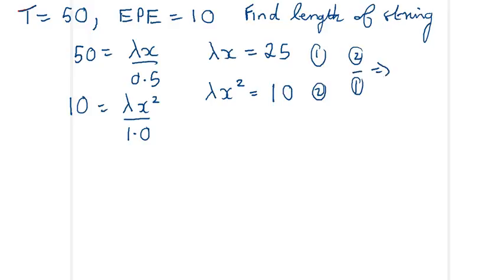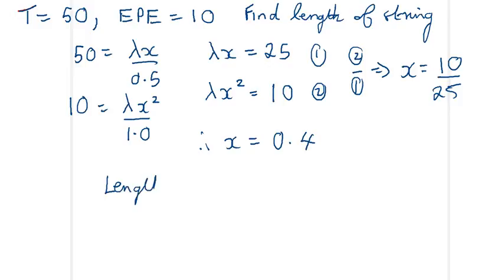we get x equals 10 over 25. So x equals 0.4. Now the question actually asked for the length of the string, so all you've got to do now is add the unstretched length onto that. The length is 0.5 plus 0.4, which is 0.9.